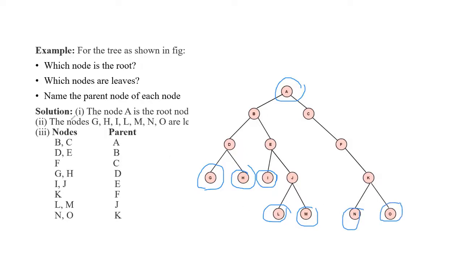Now name the parent node of each node. Parent nodes are those having children, either one or two. So A is the parent node of B and C. B is the parent node of D and E. C is the parent node of F. K is the parent node of N and O. F is the parent node of K. J is the parent node of L and M. So these are the different parent nodes here.